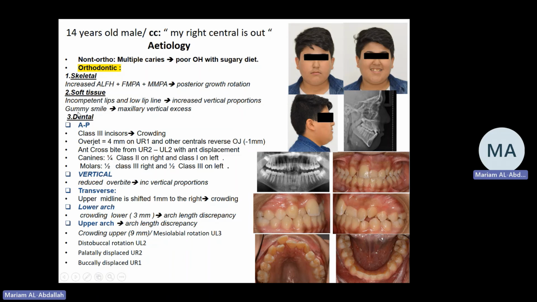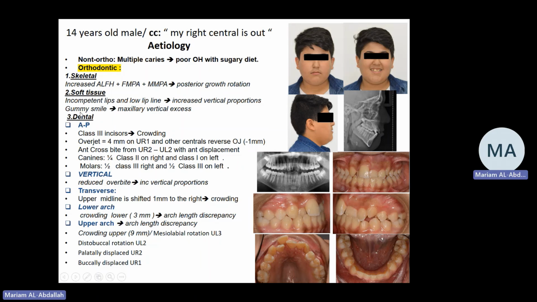The patient has a gummy smile. Oh, sorry. The patient has, in terms of soft tissues, incompetent lips and a low lip line. The incompetent lips and low lip line are related to the increased vertical proportions. And this is why, although the patient has normal activity of lips, they cannot meet at rest because of the increased vertical proportions. Gummy smile is related to maxillary excess, vertical maxillary excess. And this is why the patient has increased gingival show on smiling.